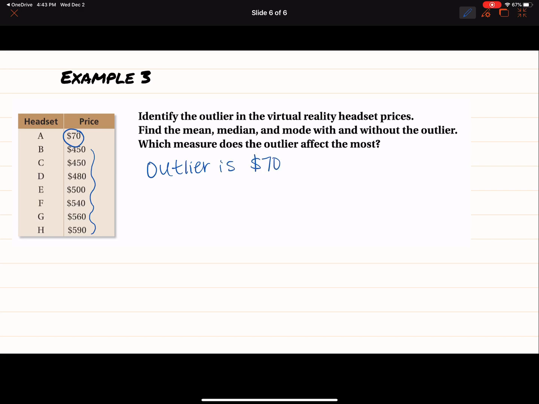Headset A with $70. And I'm going to find the mean, median, and mode with and without the outlier. It says, which measure does the outlier affect the most? Okay, so to make this a little bit more organized, I'm going to make myself a table over here. Mean, median, and mode. And I'm going to find all those things with the outlier and without the outlier. And see which one it affects more.